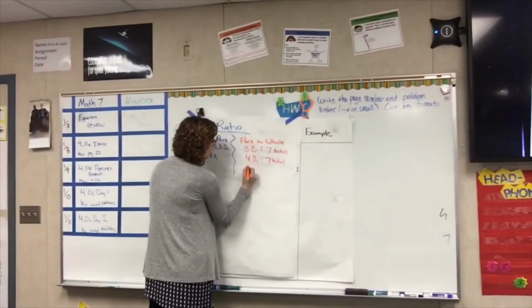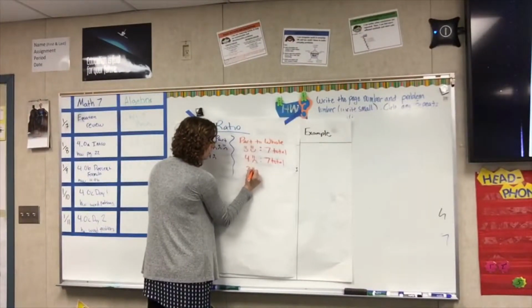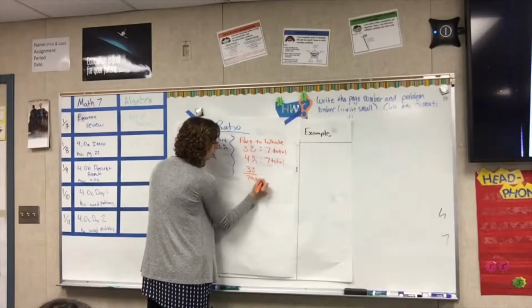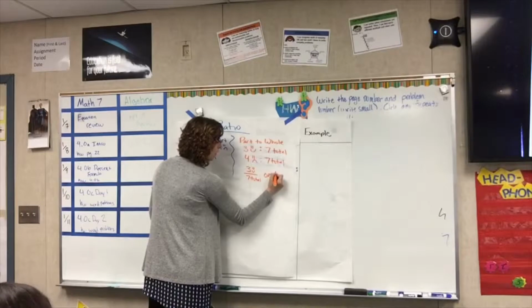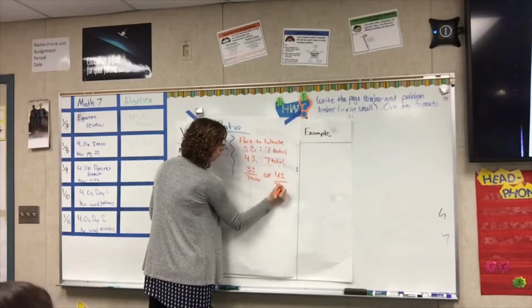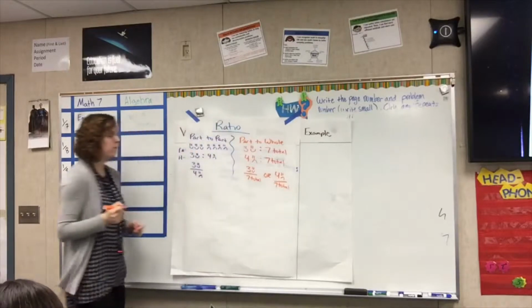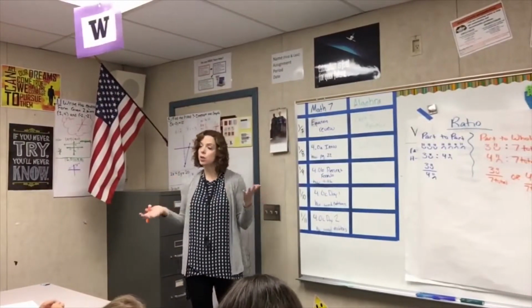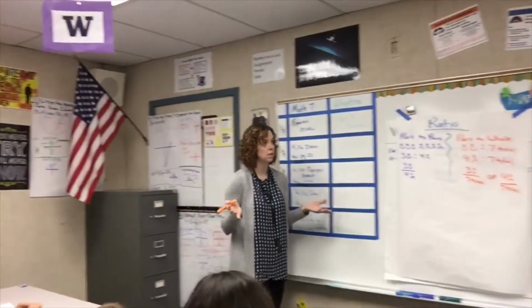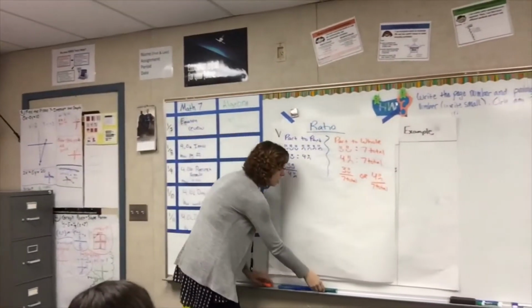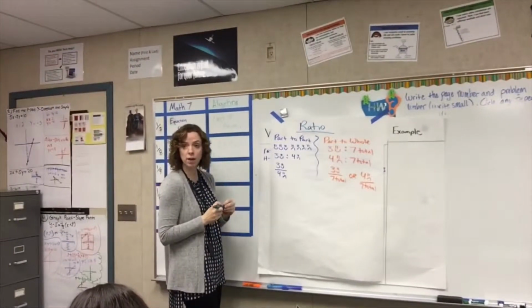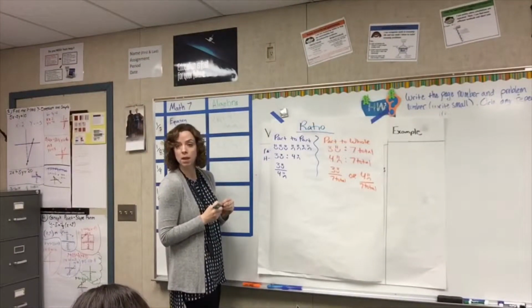And what's another way that I could write it? Does anyone remember what I said was another way besides with the colon? A fraction, yes. So we have 3 smiley to 7 total, or we have 4 frowny to 7 total. So that would be 4 sevenths and 3 sevenths. So those are the 2 different ways that we can write ratios.